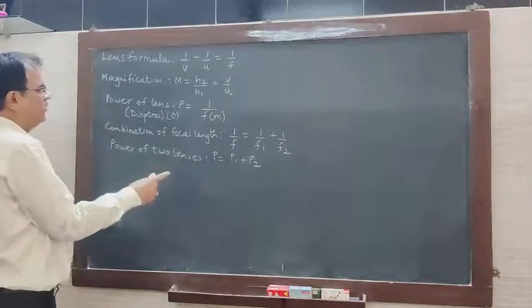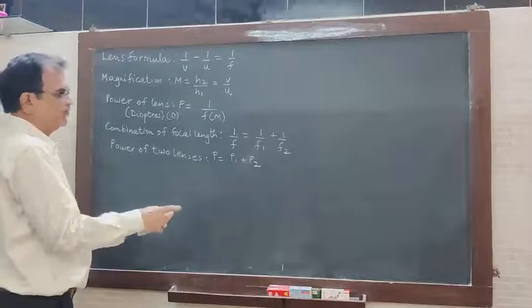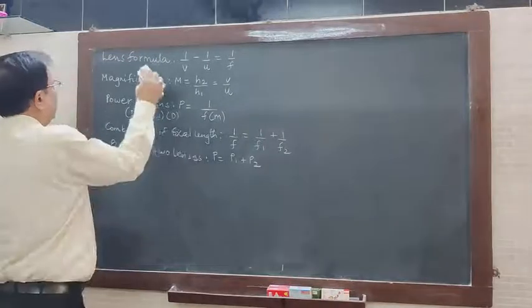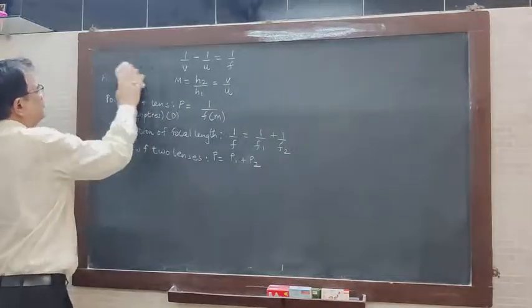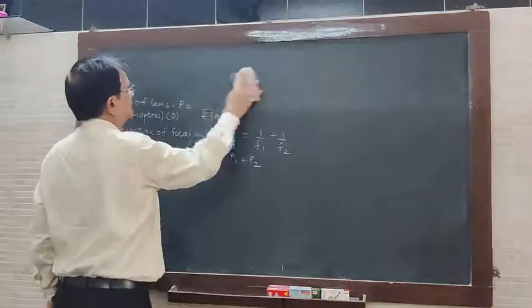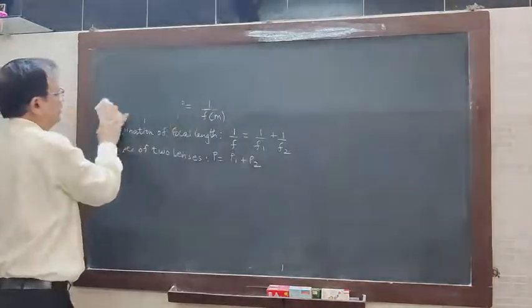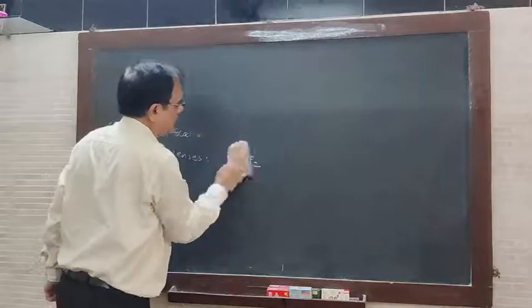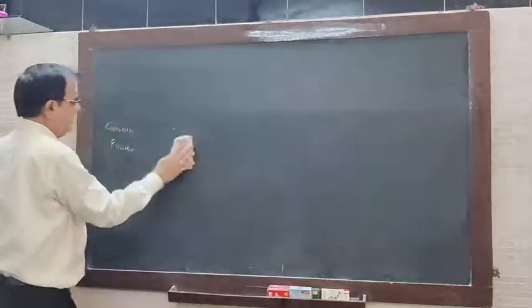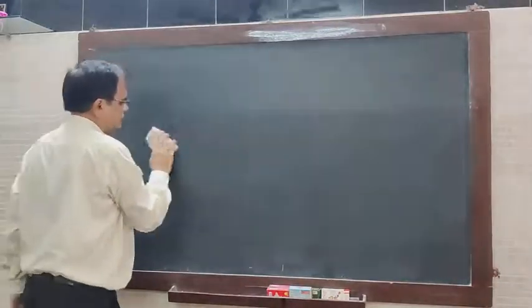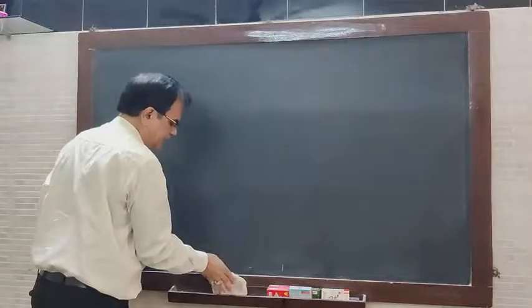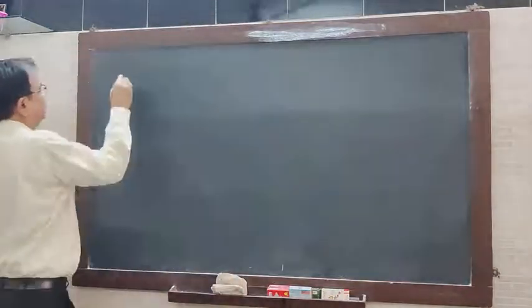Okay, so these are the formulas I told you. Make a note of all these formulas very nicely. Now I will give you the sign conventions, which are important for doing the sums. You have to remember the sign conventions, what you have to use, and how you have to write the nature of the image very properly, according to the sign conventions.